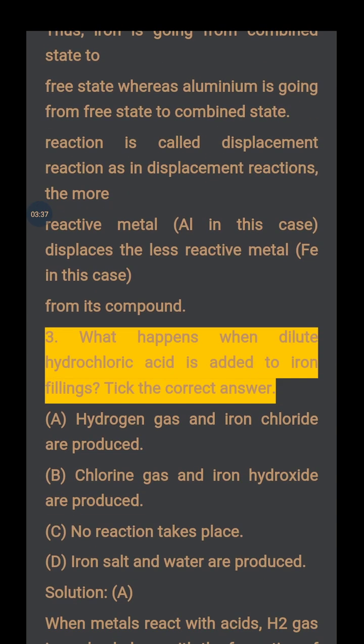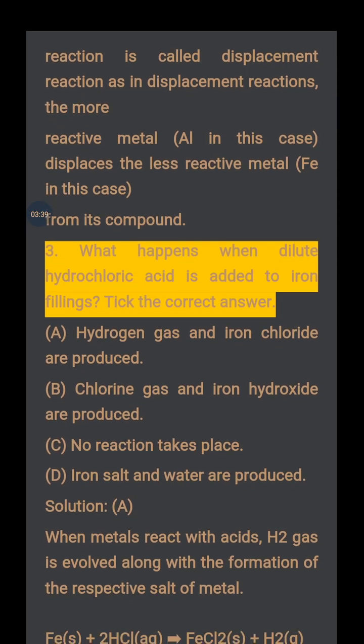Let us see another question. What happens when dilute hydrochloric acid is added to iron filings? Take the correct answer: hydrogen gas and iron chloride are produced; chlorine gas and iron hydroxide are produced; no reaction takes place; iron salt and water are produced. So the correct answer is hydrogen gas and iron chloride are produced.